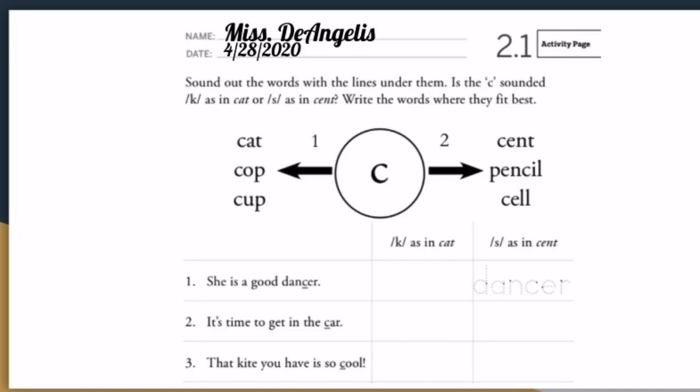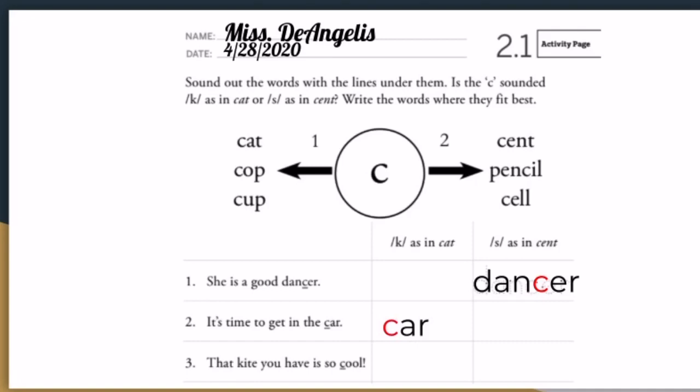Number 1, she is a good dancer. Does the C in dancer sound like K or S? Right, it sounds like S. Number 2, it's time to get in the car. Does the C in car sound like K or S? Right, it sounds like K.